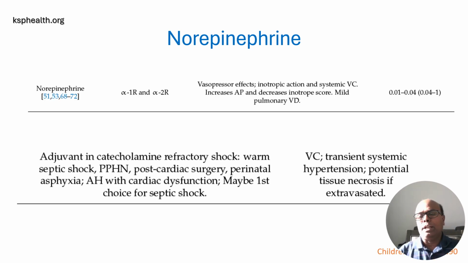Norepinephrine, compared to adults and pediatric patients, is less commonly used in neonates because we do not have enough data to support the use of norepinephrine in neonates. As you all know, it predominantly works on alpha 1 and alpha 2 receptors. As a result, it increases systemic vascular resistance and also increases pulmonary vascular resistance. Sometimes it's used in catecholamine refractory shock, and sometimes in pulmonary hypertension, post-cardiac surgery, and other conditions after dopamine, dobutamine, epinephrine.